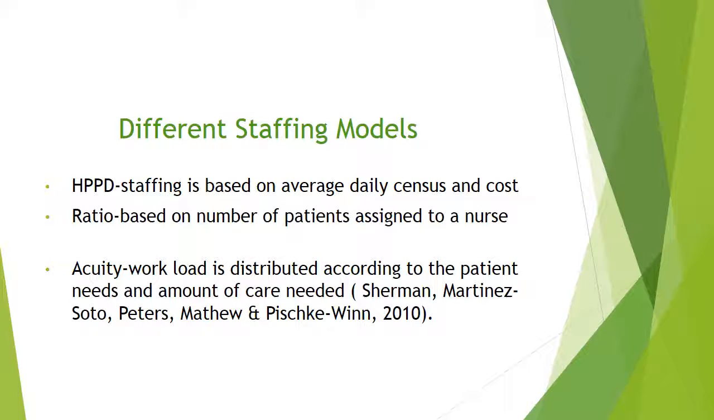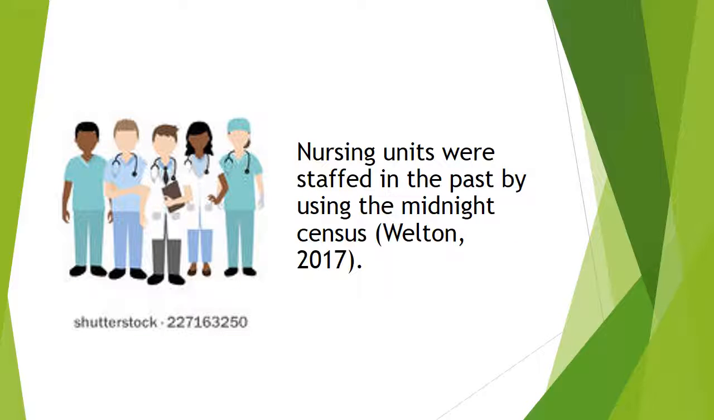There are different staffing models. First, you have your HPPD, which is hours per patient days, and this is staffing according to the daily census. Also, you can staff by ratio, which is based on number of patients assigned to a nurse. And then you have the Acuity, which is workload according to the patient's needs and complexity of the patient care. Nursing units were staffed according to midnight census in the past.